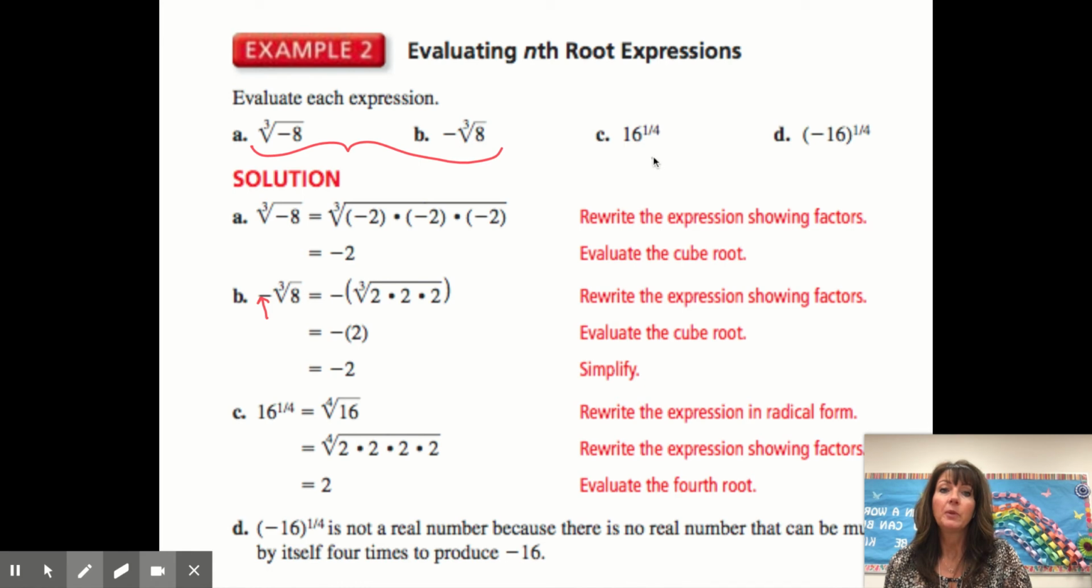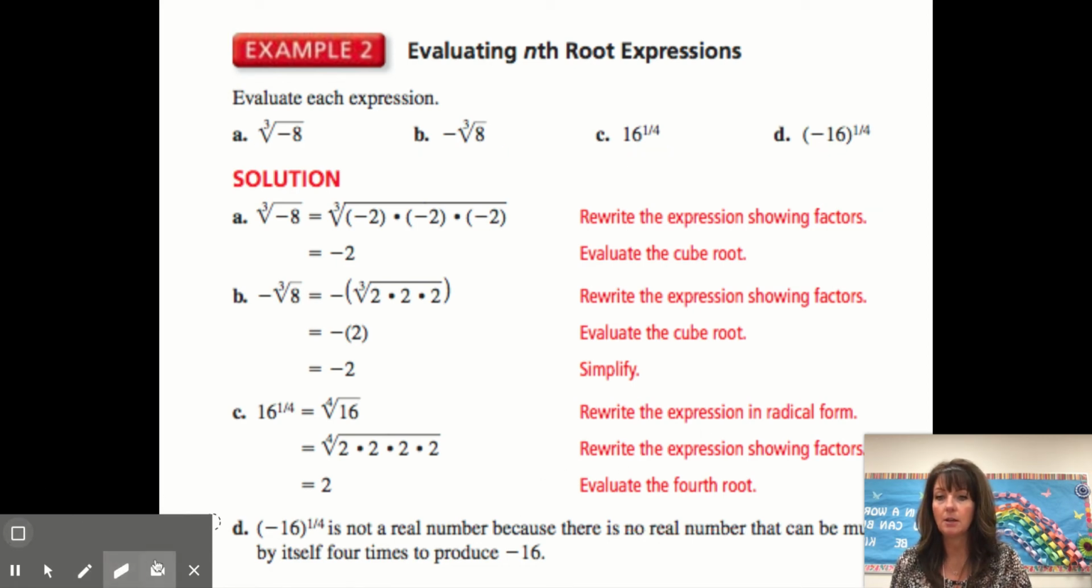And then here, when we have 16 to the 1/4, that's like taking the fourth root of 16, all right? And the answer is a positive 2. And then trying to take the fourth root of a -16 is not allowed because the index is even. You cannot have a negative underneath the radical. So it's not a real number. I just crossed it out when I meant to underline it, but you get the gist.